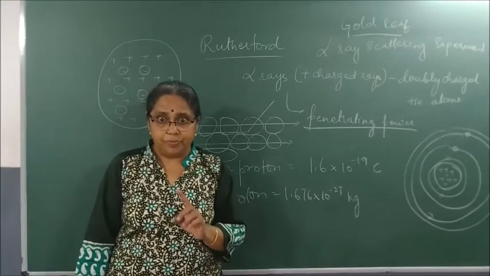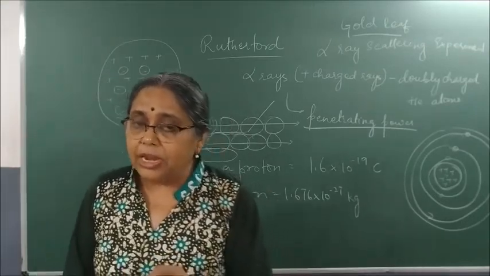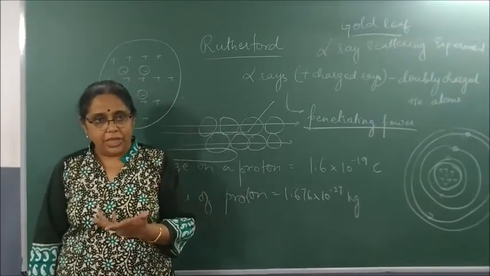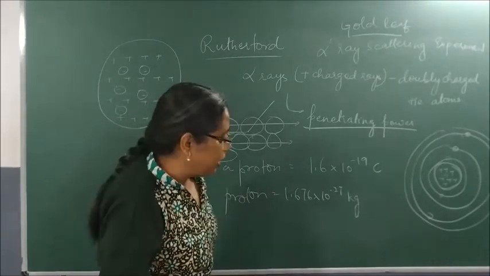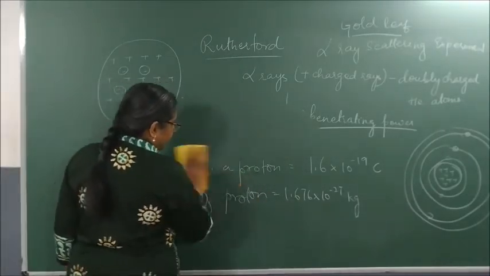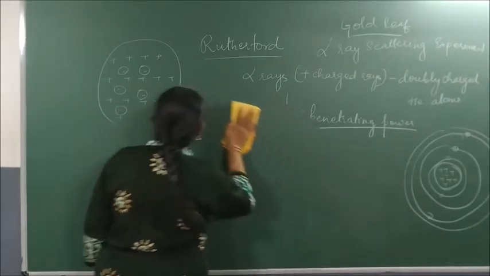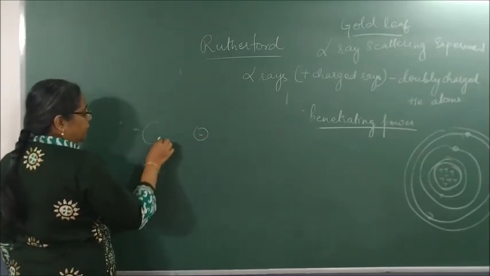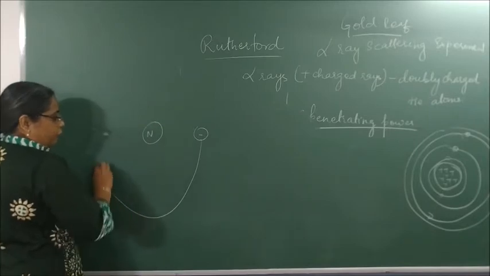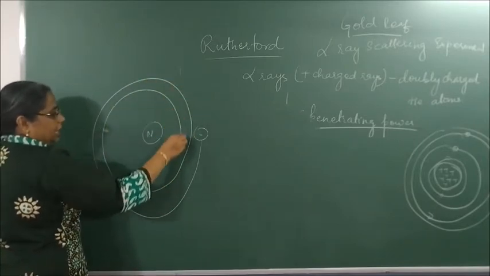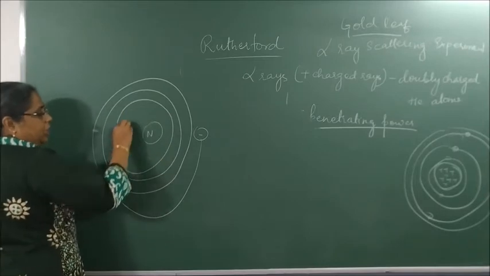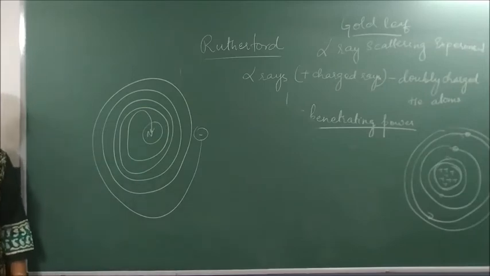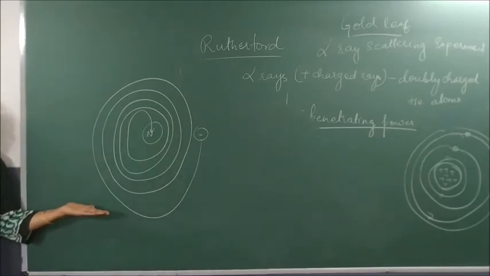Now the drawback of the model. What did we say? If the electron constantly revolves, what will happen? There will be loss of energy, and ultimately a time will come when it will fall into the nucleus of an atom. This is the defect of Rutherford's model of atom. This is my nucleus. If the electron constantly revolves, there will be loss of energy. It will shorten its path, and ultimately a time will come when it will fall into the nucleus of an atom. So this is not correct.